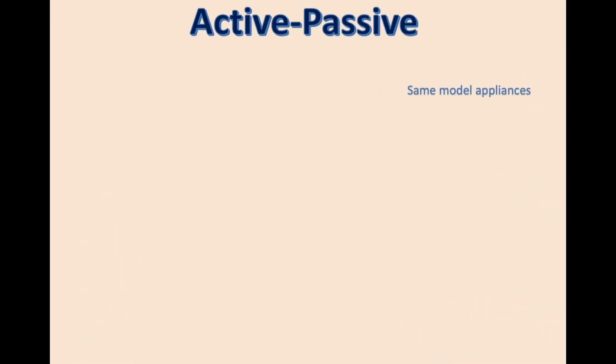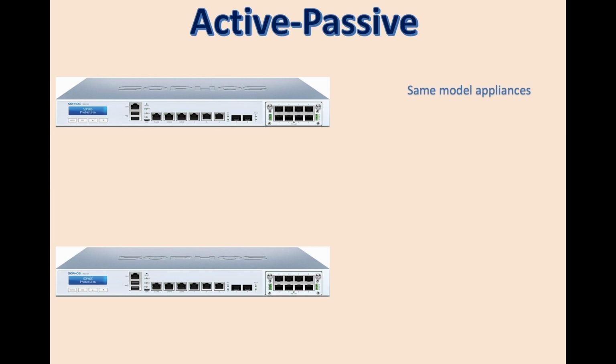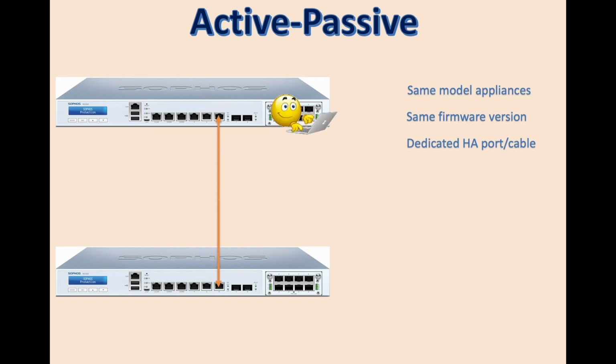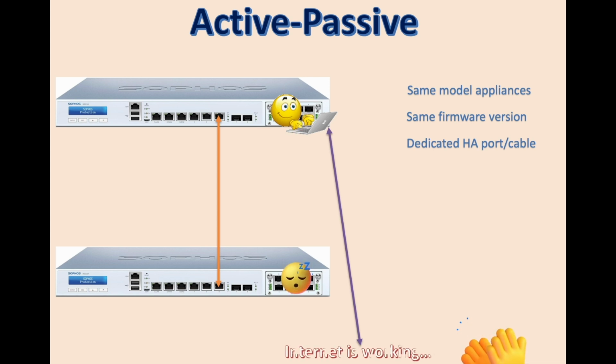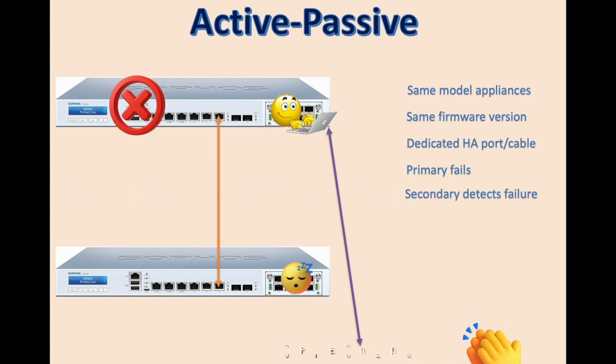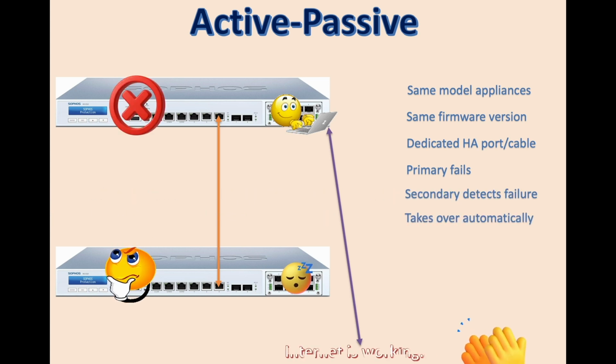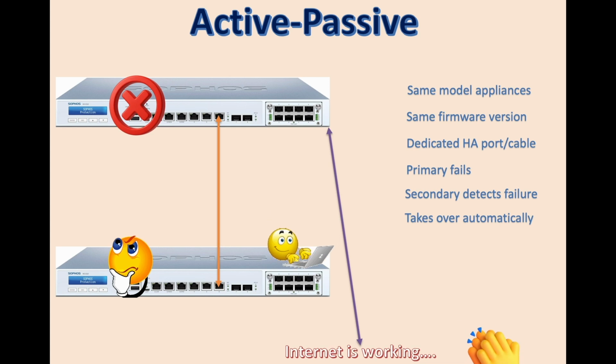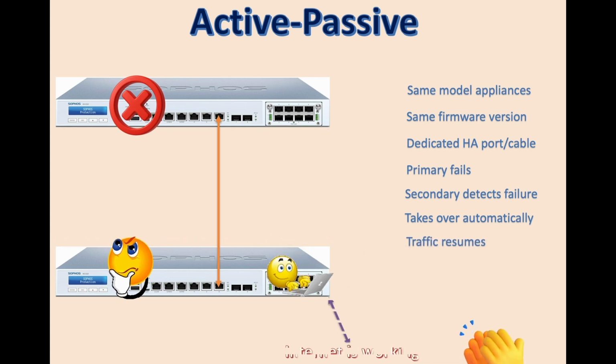Let's dive into HA. Active-passive requires the same model appliances and the same firmware version, and one dedicated port is required to check the heartbeat of the firewall. If the primary fails, the secondary firewall detects it through the heartbeat and takes over automatically, and the traffic will resume.